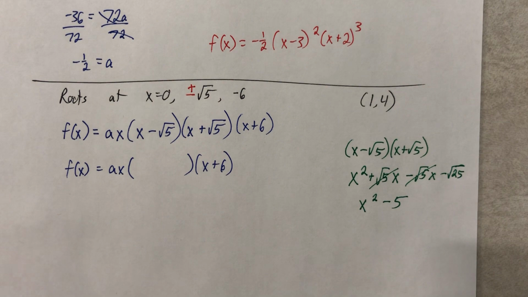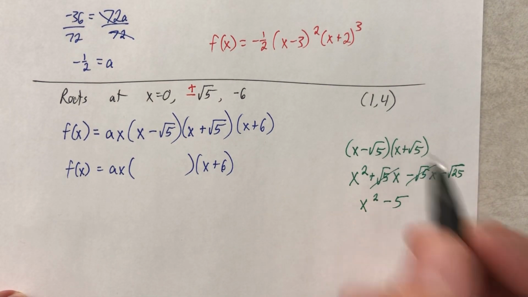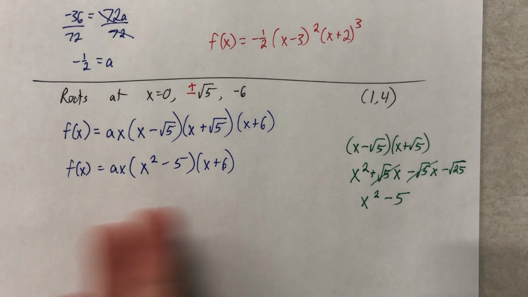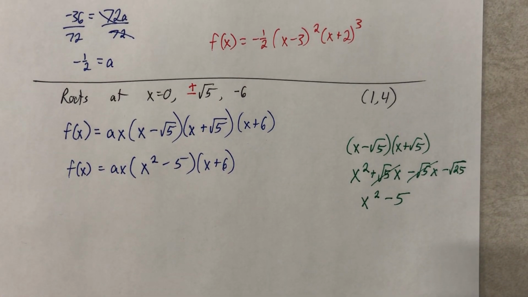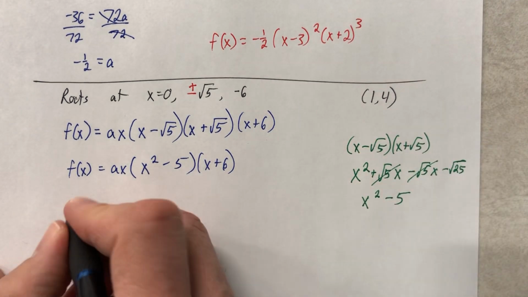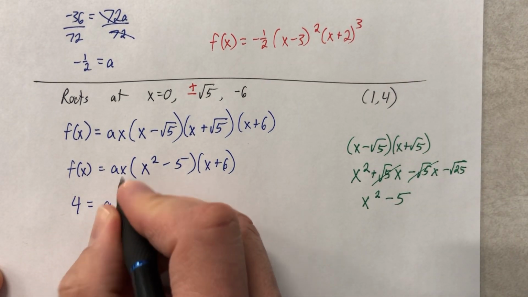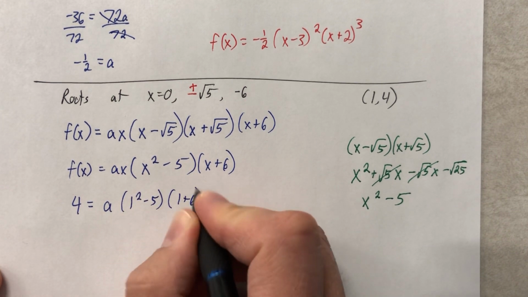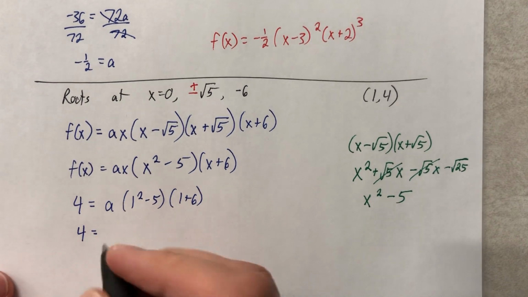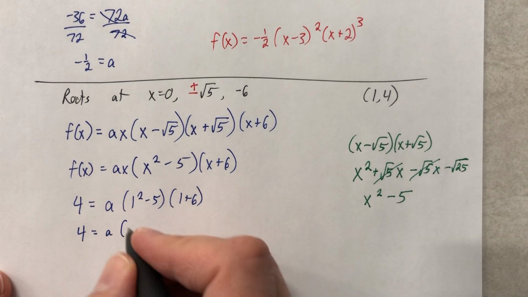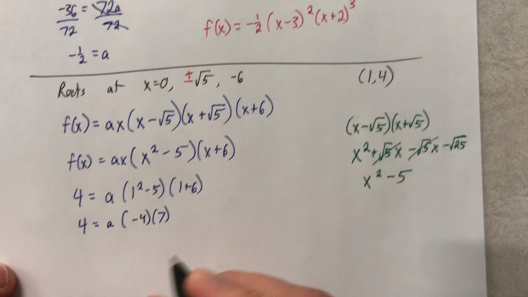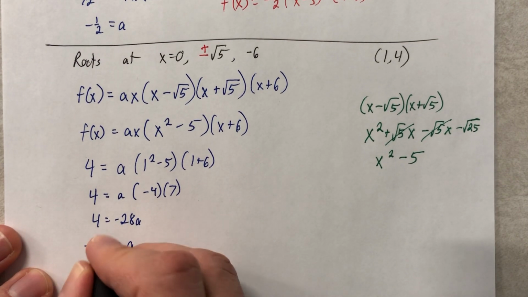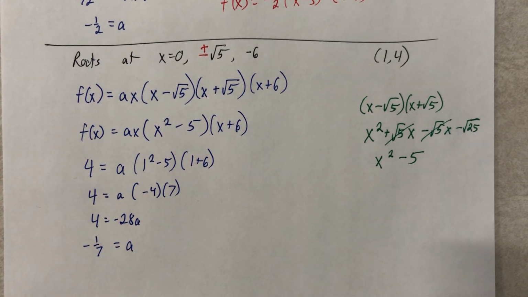In case you care, there's a word for this. These are called conjugates, binomials with opposite middle signs. It's a good way to clean things up. Okay, there it is. Now we will proceed. We're going to plug in a 4, plug in a 1. So 4 equals a times 1, and then 1 squared minus 5, and then 1 plus 6. Feel free to do a lot in your head. 4 equals a times negative 4 times 7. So 4 equals negative 28a. A equals negative 1/7. We're ready for a final answer.